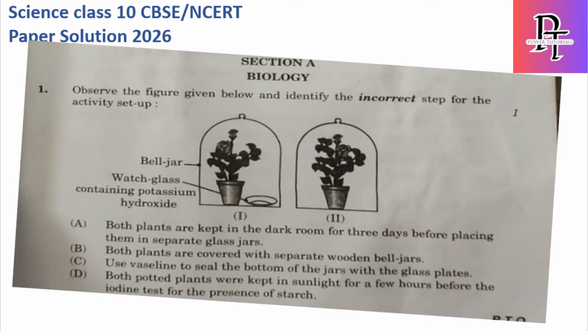So this way B is the right answer, because they asked for the incorrect step. Okay, so B is the right answer. Why? Because it shouldn't be wooden, it should be glass jars. Wood is an opaque substance and sunlight will not pass through it. Okay, third one, use Vaseline to seal the bottom of the glass jar with the glass plate. Yes, the third is correct. Why? Because if you apply Vaseline, then extra air will not pass through it. From outside, carbon dioxide or oxygen, any gas will not pass through it.